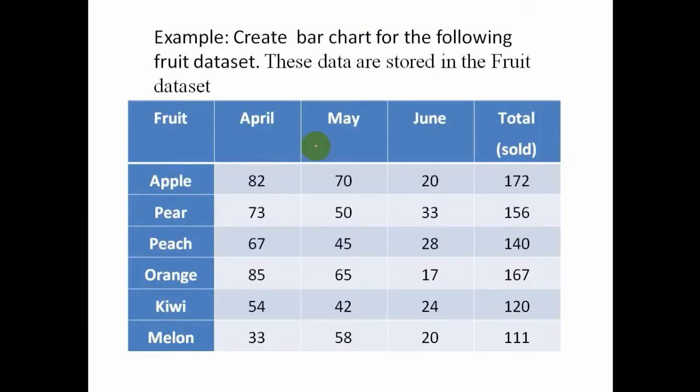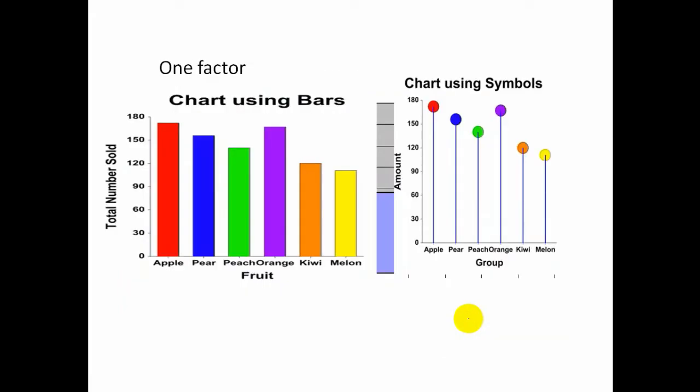Now, for example, create a bar chart for the following fruit data set. These data are stored in a fruit data set. You see over here, these are the fruits: apple, pear, peach, orange, kiwi, and melon. And these are the months. And this is the total sold for all fruits: apple in these 3 months, pear for these 3 months 156, peach for the 3 months 140, orange for all these 3 months 167, kiwi for all these 3 months 120, and melon for all these 3 months 1 and 1. Now how to present this information by bar chart?